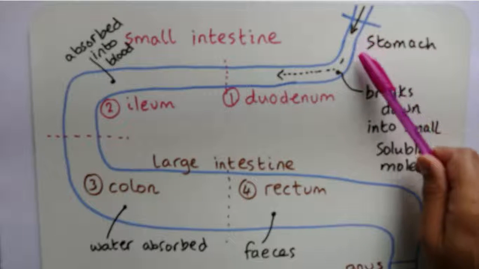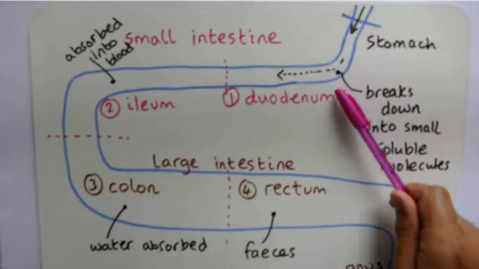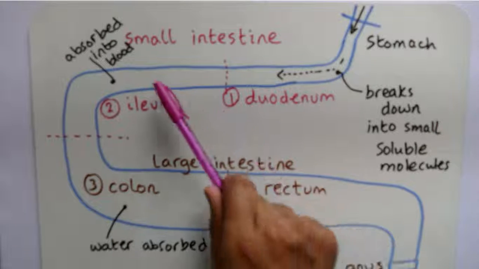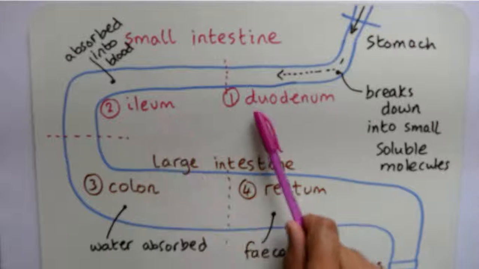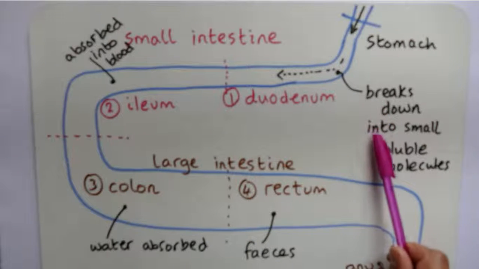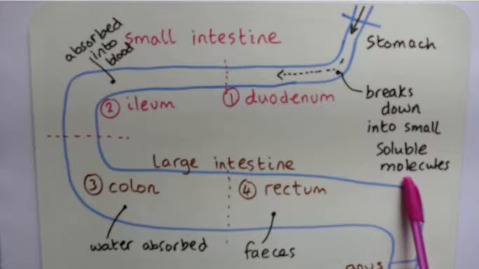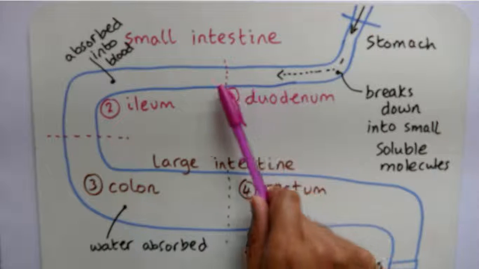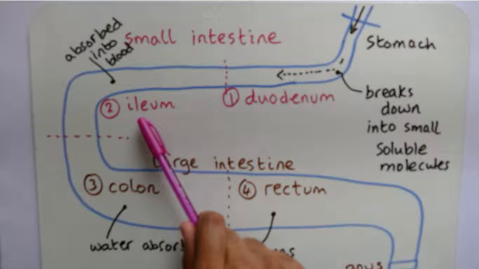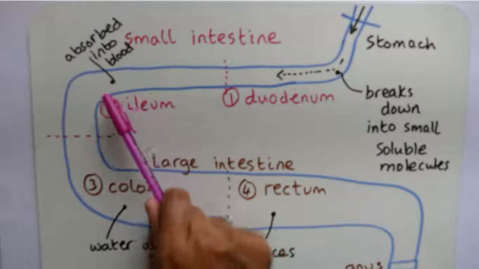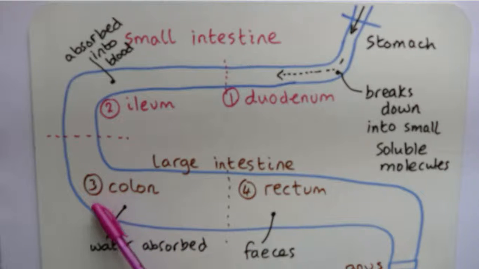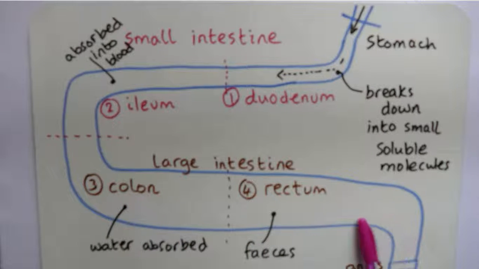So the food comes down out of the stomach into the small intestine. The small intestine has two parts, the duodenum and the ileum. In the duodenum, the food breaks down into small soluble molecules, and then it continues on into the ileum, where most of it is absorbed into the blood. It then continues on into the large intestine. The large intestine has two parts, the colon and the rectum.